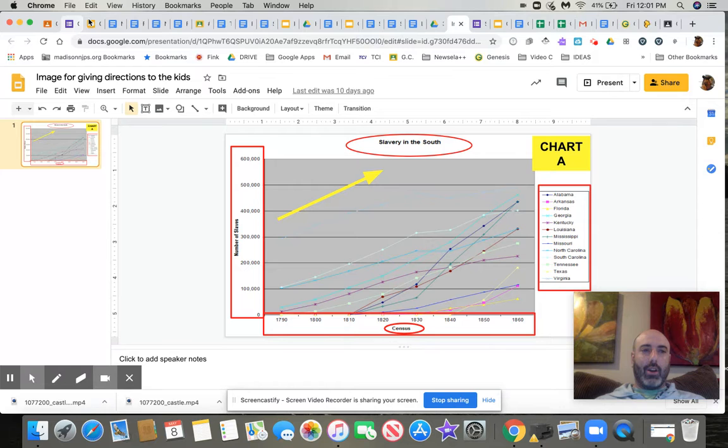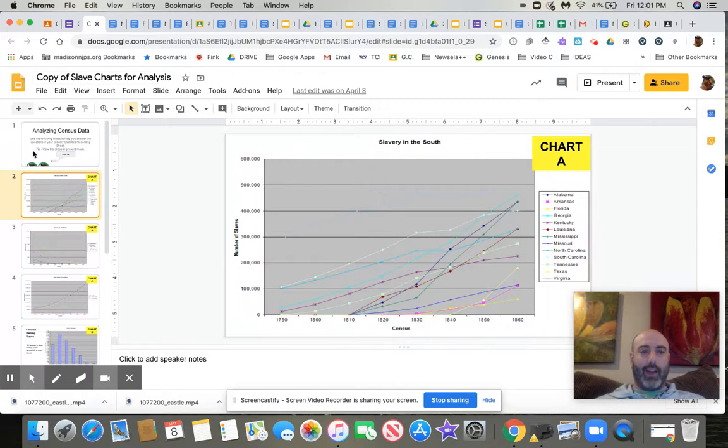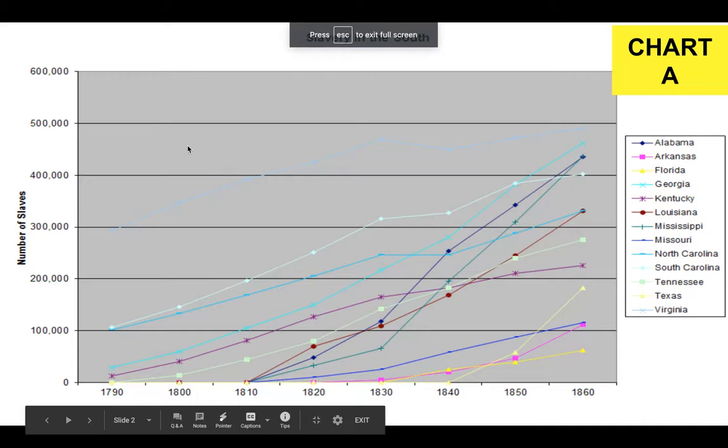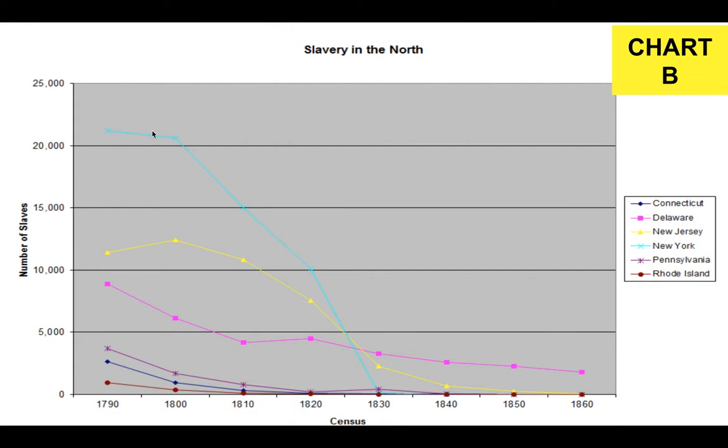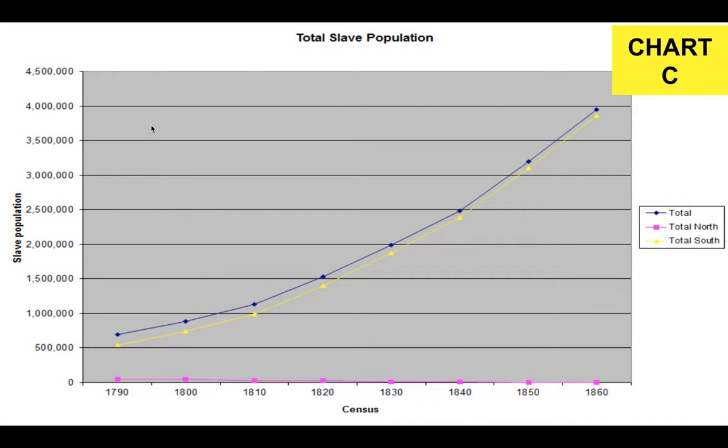As I go through the various slides in here, and I'll present, we have slavery in the South. We have one on slavery in the North. Again, look at the trends, look at the x-axis, the y-axis, and definitely look at the key. The next chart, chart C, is about total slave population. Look at the year span on the x-axis and look at the slave population on the y-axis. And of course you have a key here.